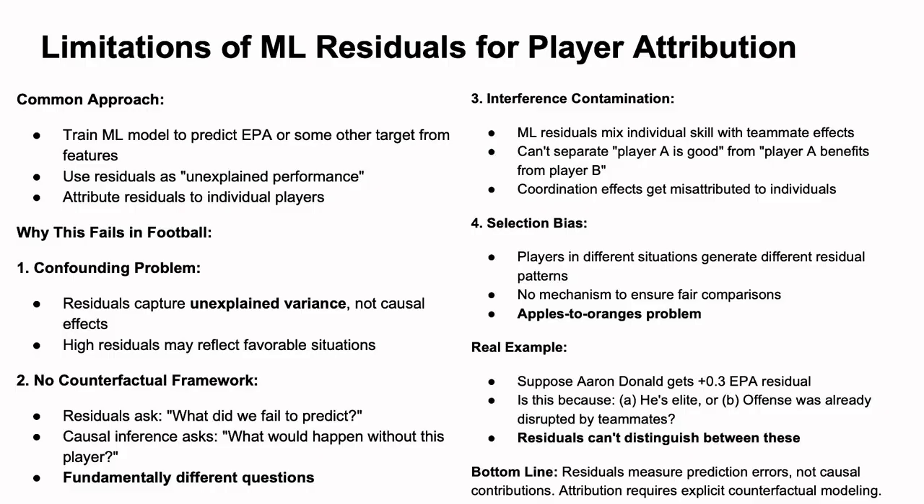And so let's attribute residuals to individual players. The problem of this is that residuals capture unexplained variance, not causal effects. And so there's many reasons why you have a residual value. That residual value is what the model is unable to predict, and it makes a strong assumption to assume that the residual is fully explainable by that player's ability.